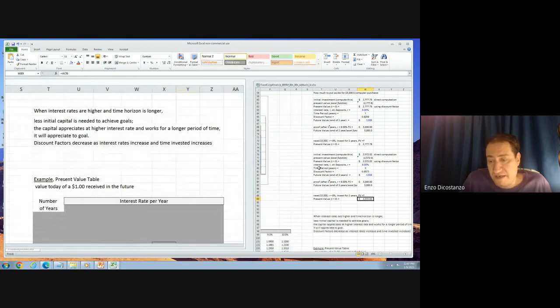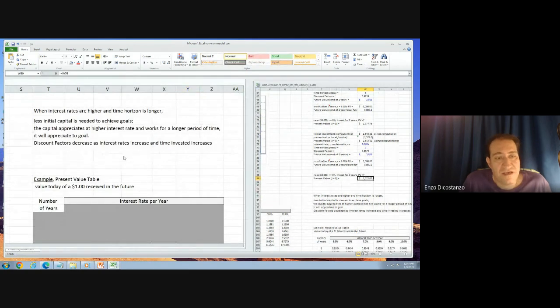Okay, now we're getting to this other stuff here. It says interest rates are higher, time horizons are longer, less initial capital is needed. True. The capital appreciates at higher rates and works for longer periods of time. It will appreciate to the goal.